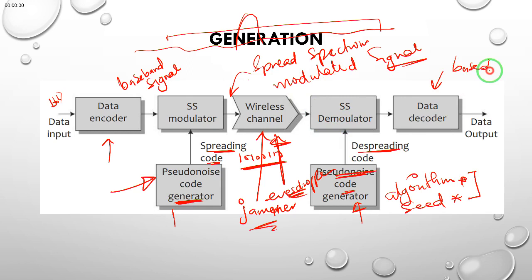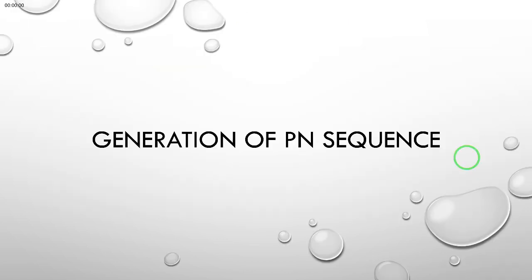You will see the details of that in our subsequent slides. And this band signal is now decoded to get our original data that was transmitted. So we briefly talk about the generation of the pseudorandom noise or pseudorandom sequence.